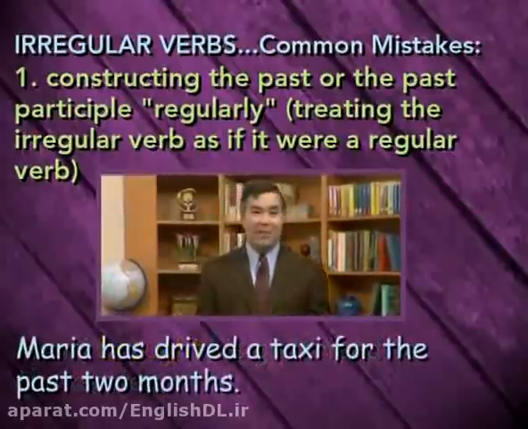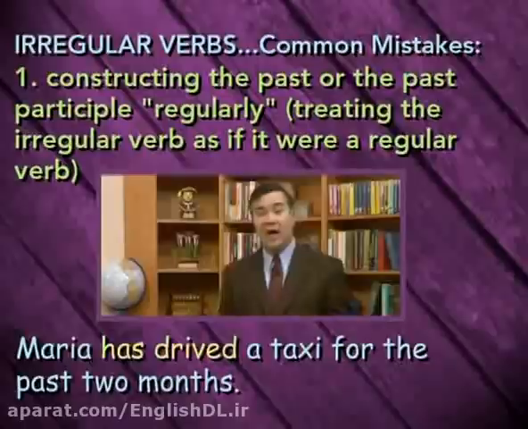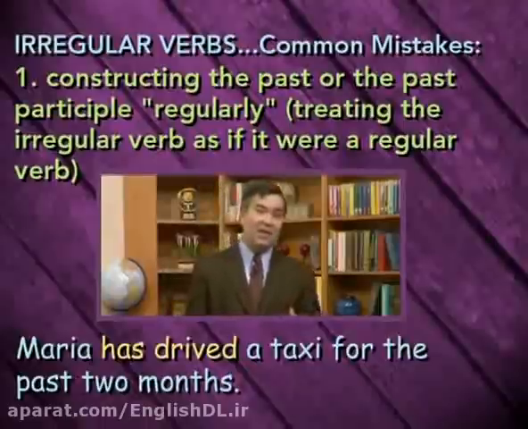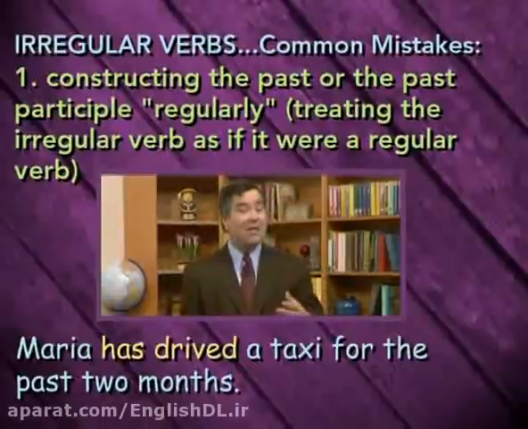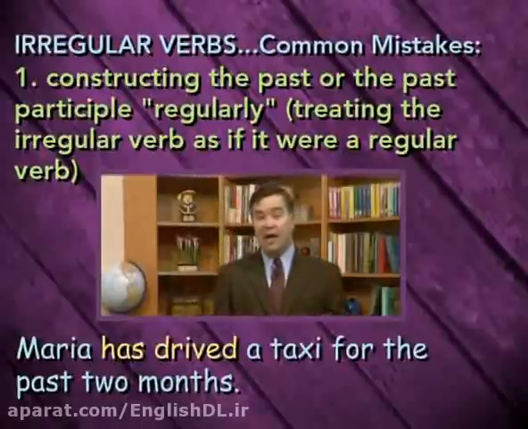Here's one more example. Maria has drived a taxi for the past 2 months. Now here the verb is has drived. This is the present perfect tense. And remember, the present perfect tense would be formed using the present tense of the verb to have together with the past participle, in this case of the verb to drive.